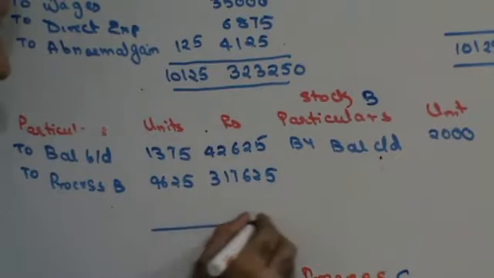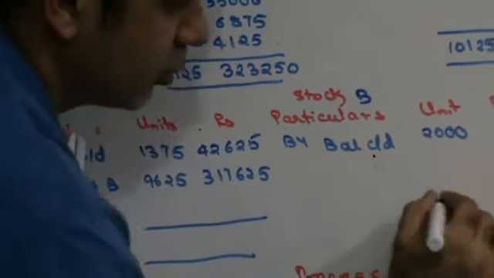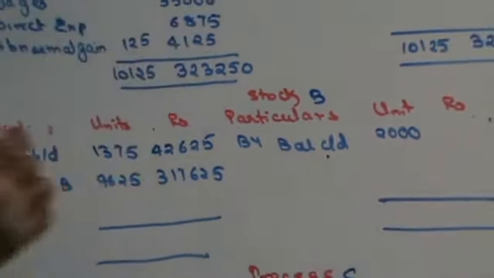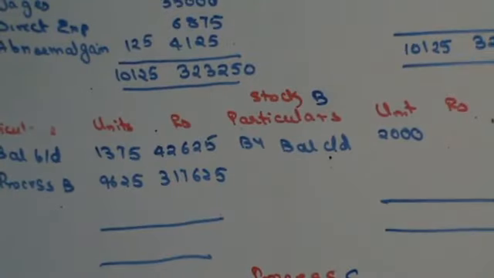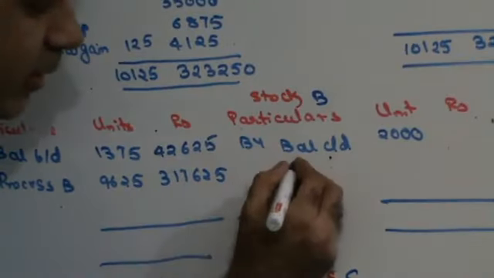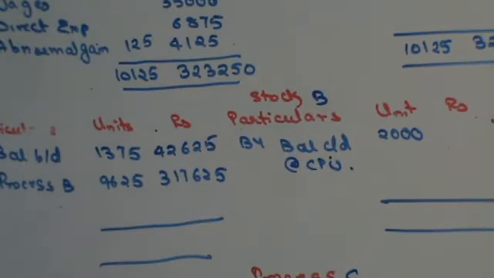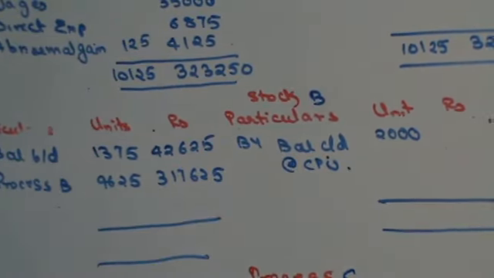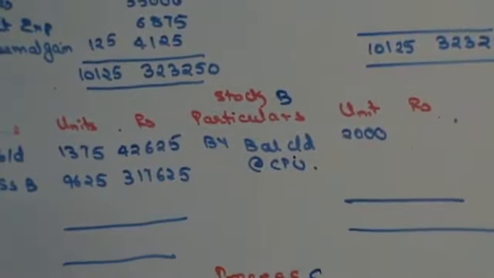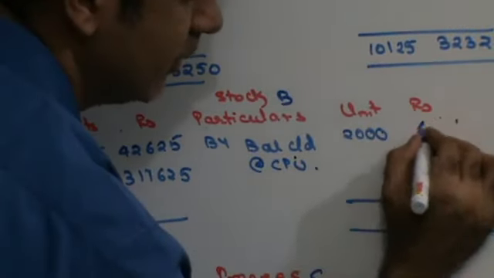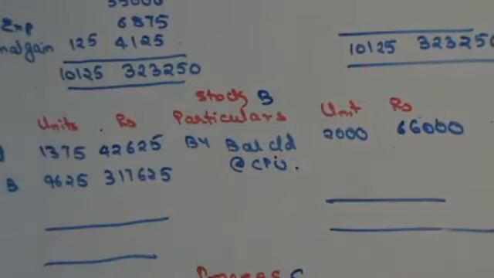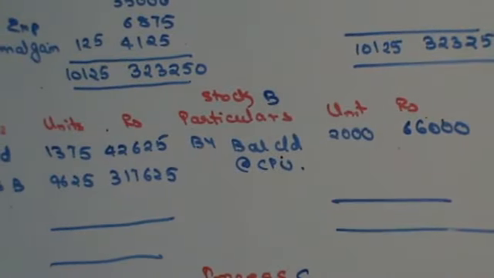3,17,625. They've given you the closing stock in terms of units, but they have not given you the amount for that. Now, how do I get the amount? Amount is always calculated at the rate of CPU. CPU for process B you have calculated is 33 rupees. So 2000 into 33 is 66,000. Right? Now tally this. 1375 plus 9625 is going to give you 11,000.